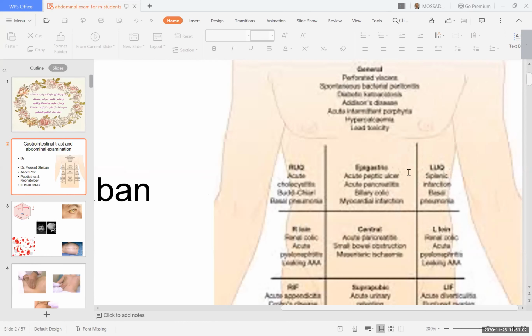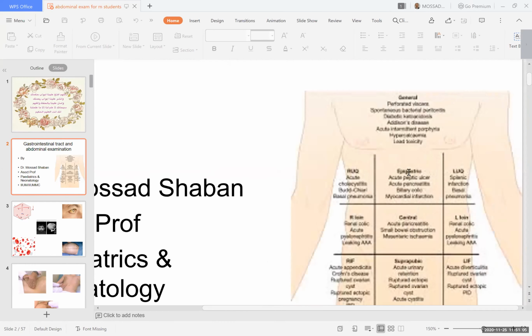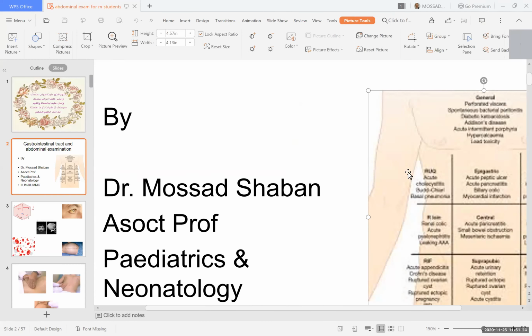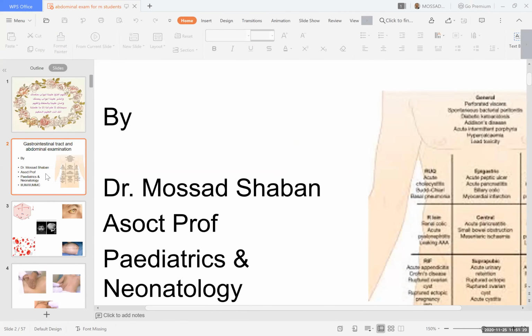So we have a right hypochondriac region on the top right, and then we have the epigastric region, a left hypochondriac region, followed below by a right lumbar region, umbilical region, left lumbar region, right iliac region, hypogastric, and left iliac. And within each region of the abdomen lie different organs. So I think it is significant for us to know the organs that lie within each region.